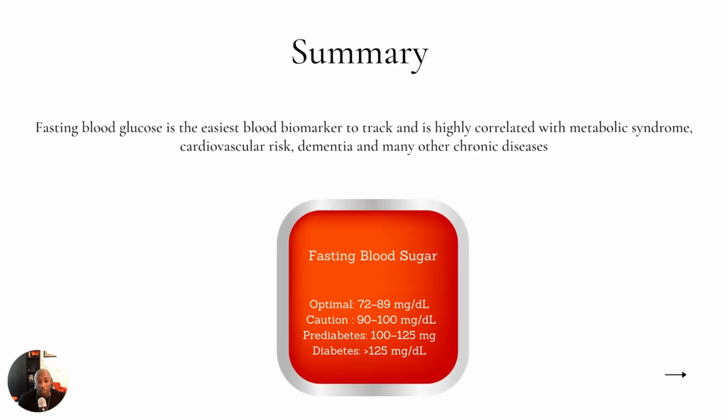Your fasting blood glucose is the easiest blood biomarker to track, and it's highly correlated with metabolic syndrome and other things like dementia, chronic diseases, and cardiovascular disease. So you definitely want to make sure that you're aware of your glucose metabolism.